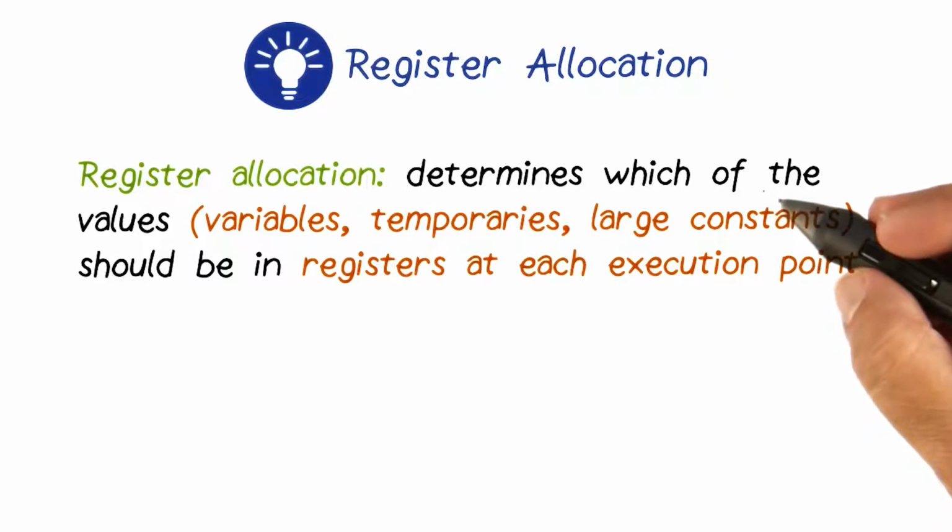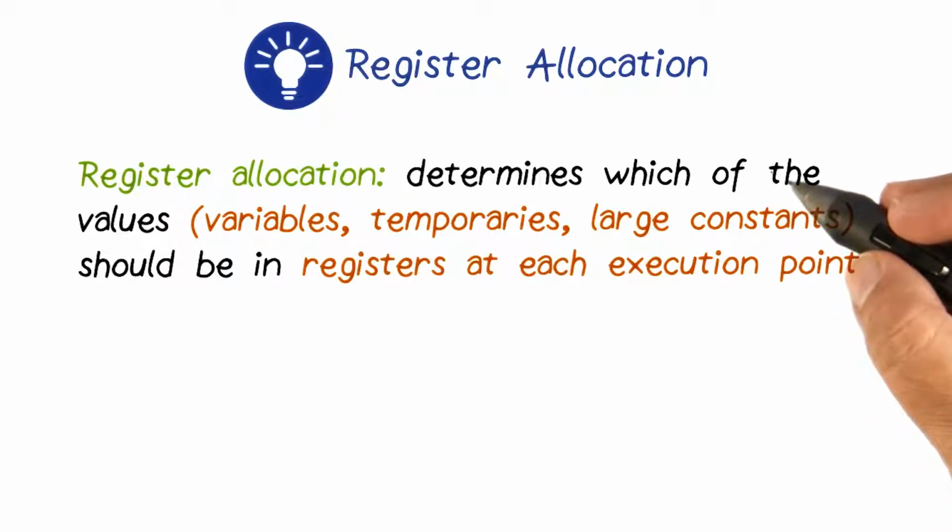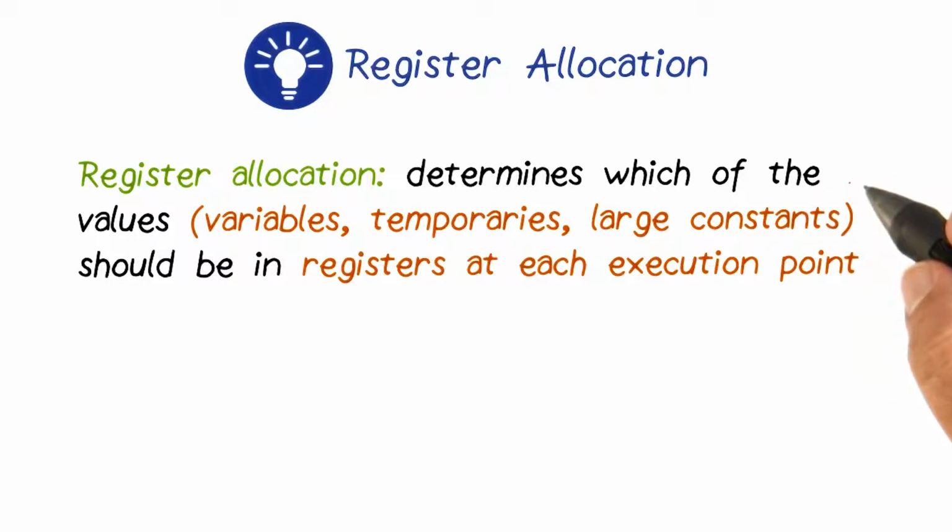In any register allocator, we have two steps. The first step determines which of the values should be in registers at each of the execution points. Register allocation determines which of the variables, which of the temporary values holding partial results, which of those constants should be held in registers, and which ones should be held in memory. In other words, this phase gives us a binary decision. This particular variable should be allocated in a register. That particular variable, on the other hand, should reside in memory.